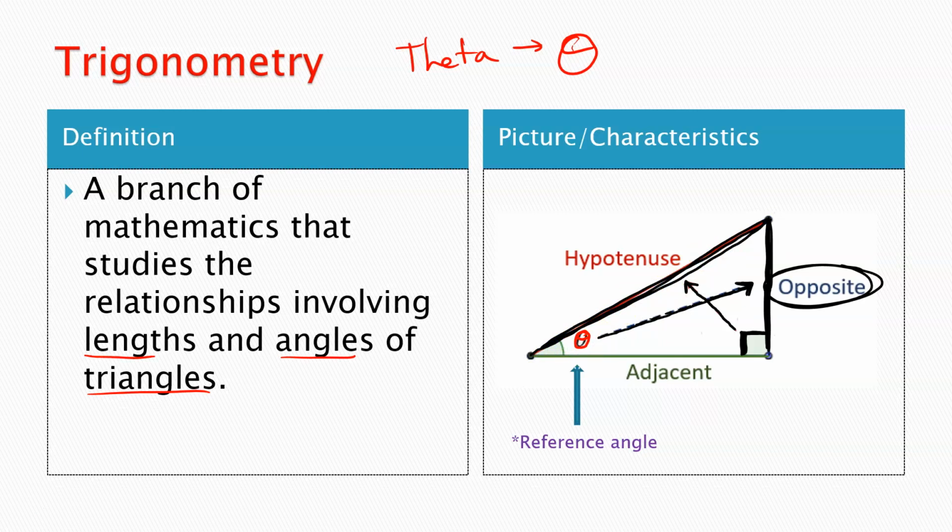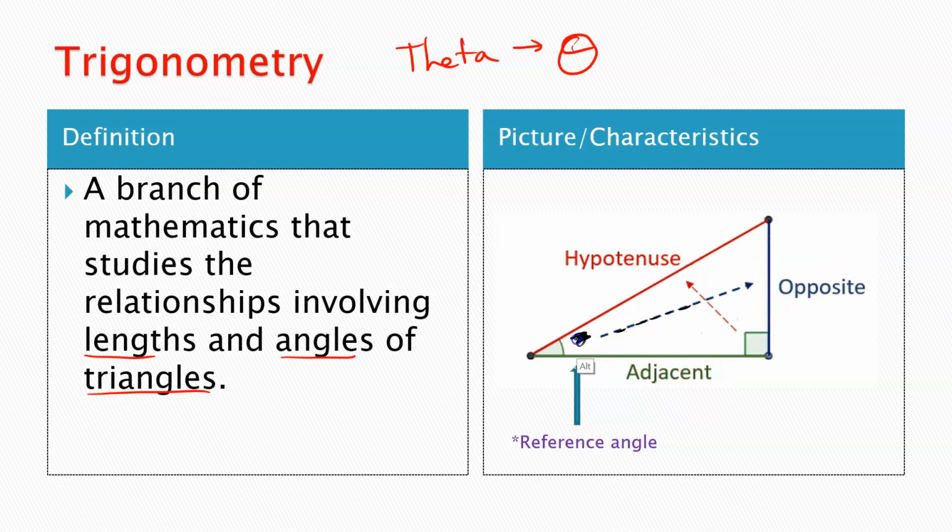The one that I like to leave for the end is what we call your adjacent. Why is it called adjacent? Adjacent means next to. It's next to your reference angle. Other than the hypotenuse, it's the side that is touching that reference angle. Now, all of these can change. Opposite and adjacent can change depending on where you landed.